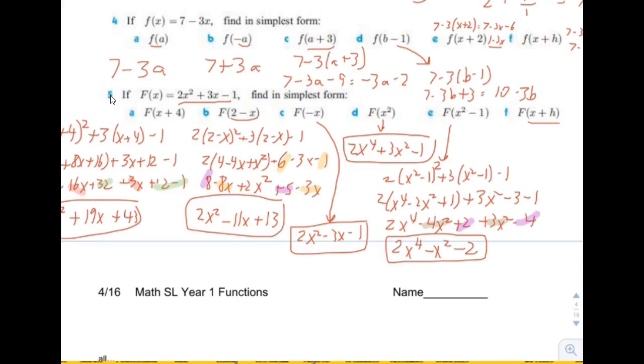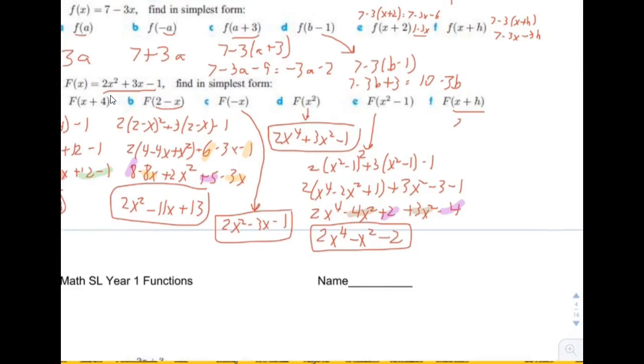Now, last one, x plus h. So that'll be 2 times x plus h squared plus 3 times x plus h minus 1. So this will be 2x squared plus 2xh times 2, which would be 4xh, plus 2h squared. And then we're going to add the others to it. So plus 3x plus 3h minus 1. And there's not too much you can combine here. We just leave it like that.